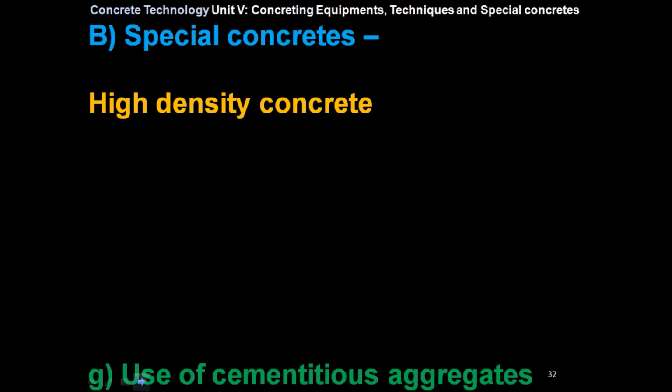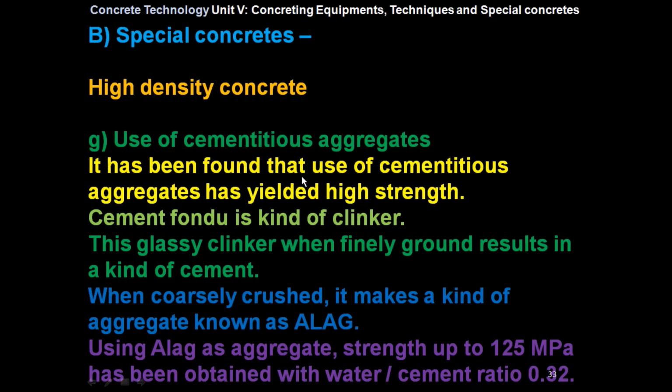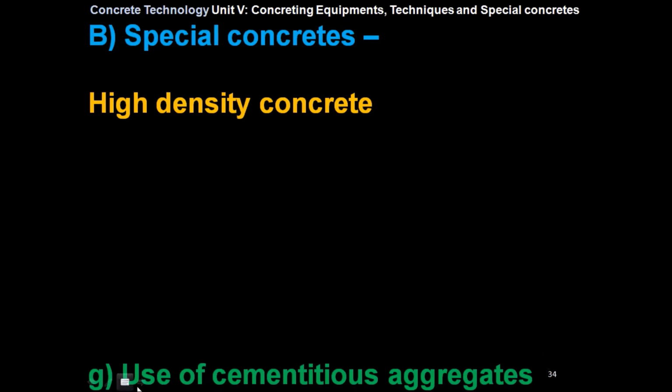Now we will see the seventh, use of special aggregates. It has been found that the use of special aggregates has yielded a high strength. Ciment fondu is a kind of clinker. This glassy clinker when finely ground results in a kind of cement. When coarsely crushed, it makes a kind of aggregate known as laag. Using laag as aggregate, strength up to 125 megapascal has been obtained with a water cement ratio of 0.32. So we have seen the seventh, use of special aggregates.